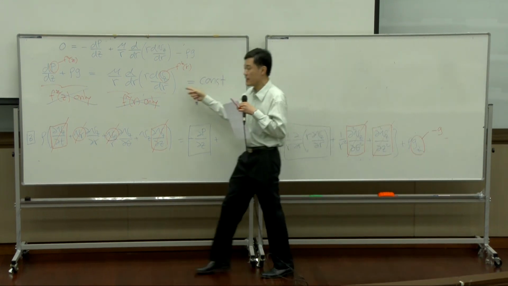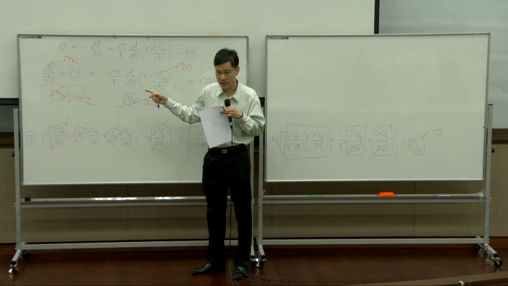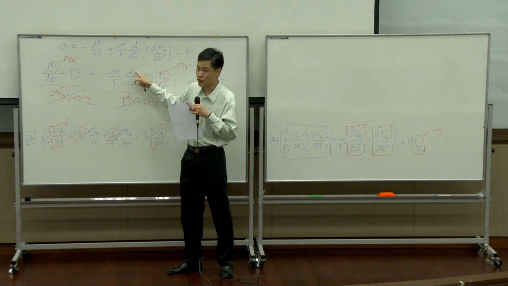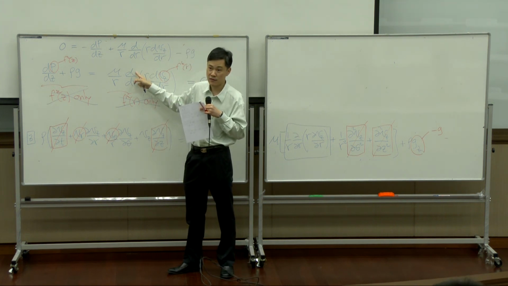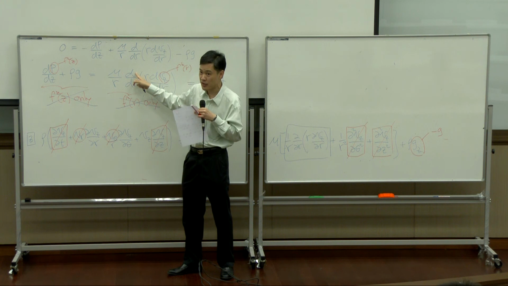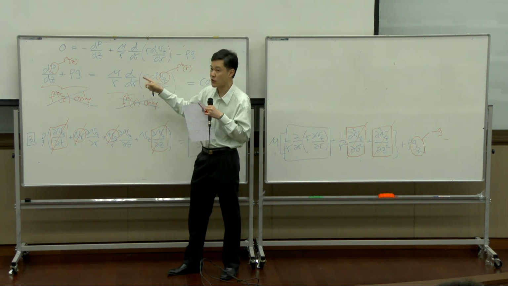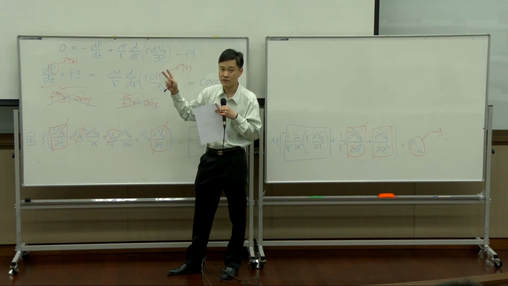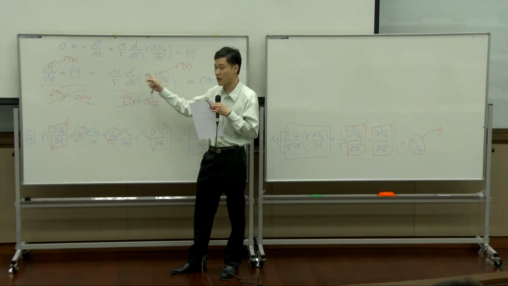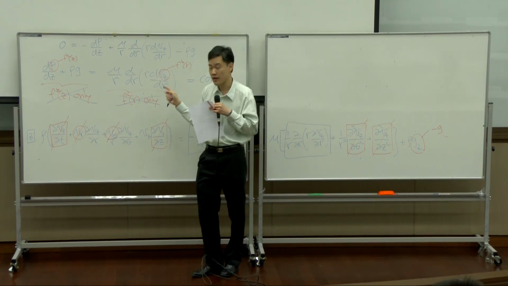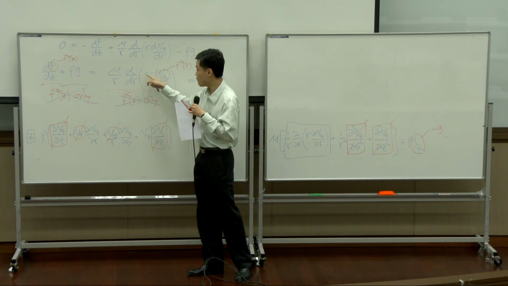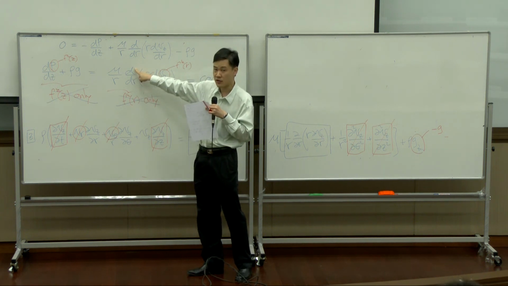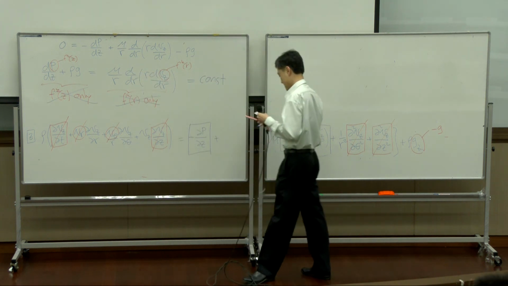And this technique cannot be done if this is not total differentiation. If it's still partial differentiation, then Vz is a function of two variables. Then it might not be constant. Okay? So this can be done only when you convert into total differentiation.